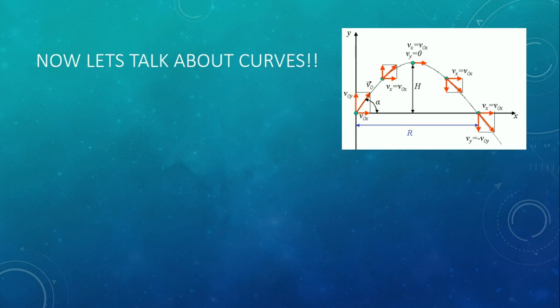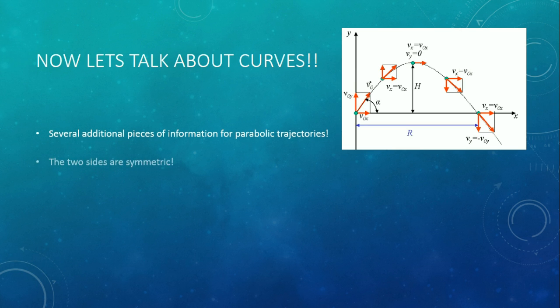So now let's talk about non-horizontally released projectiles. So these are actually curves, like more parabolic curves. And there's several more pieces of additional information you need to know about curved trajectories like these. The two sides are symmetric. As you can obviously see, this side mirrors the other side, and they're pretty much the same lengths, same height, same points at the same times on either side.